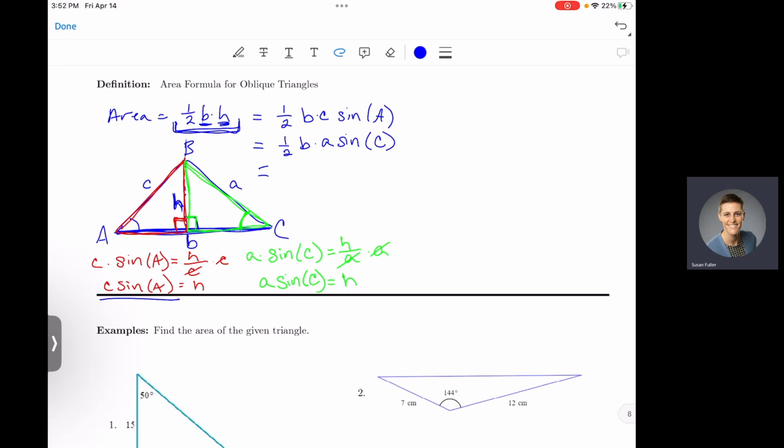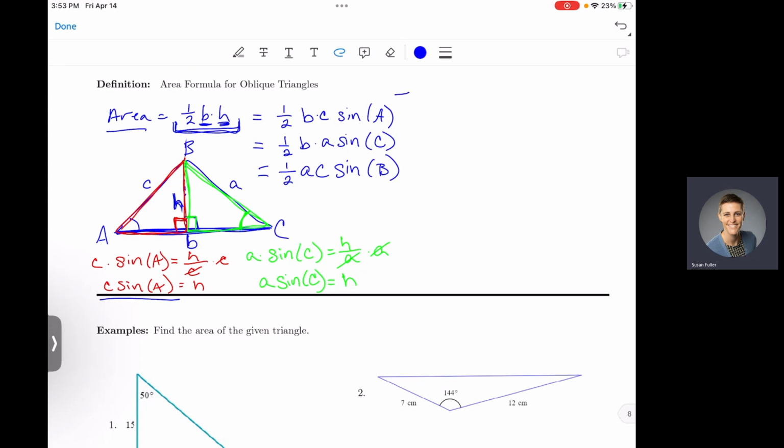And we could do something similar and relabel everything, or basically use side C as our base here and drop something down to use angle B. If we wanted to use the sine of angle B here, we could have done 1/2 times A times C times the sine of angle B. This would be another way to calculate your area. So again, this really just boils down to 1/2 base times height, which we are familiar with.